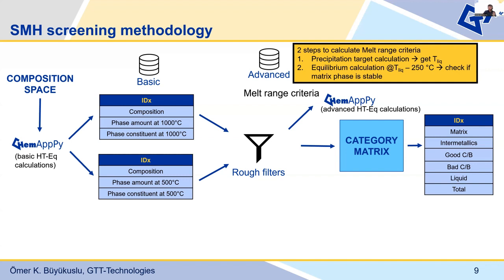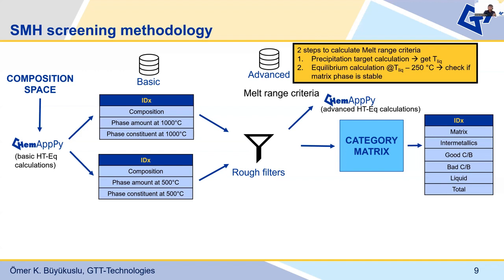stable. And after these calculations, we again apply one filtering and we omit the phases that do not suit this condition of melt range. And then we end up with around 10,000 suitable compositions.